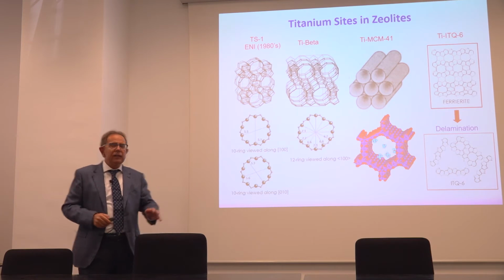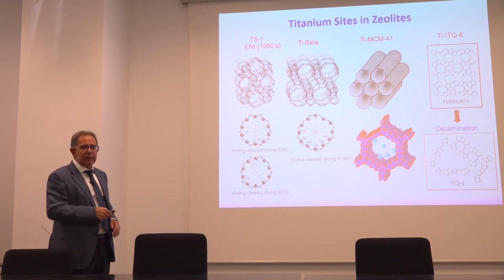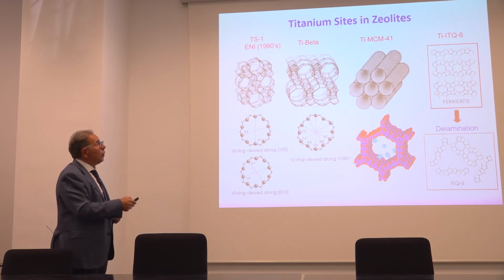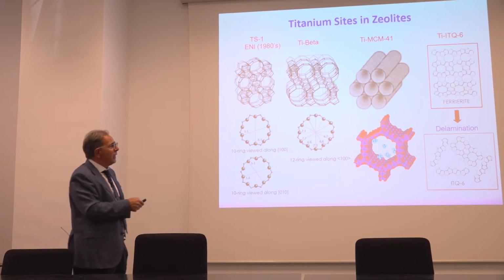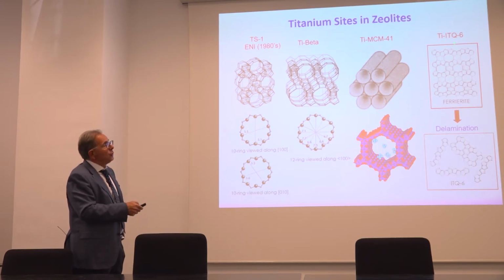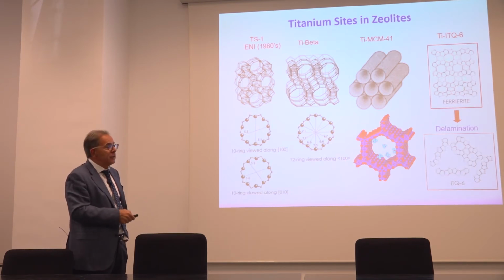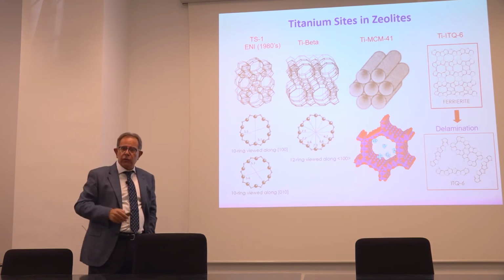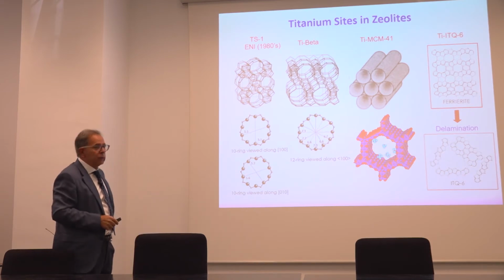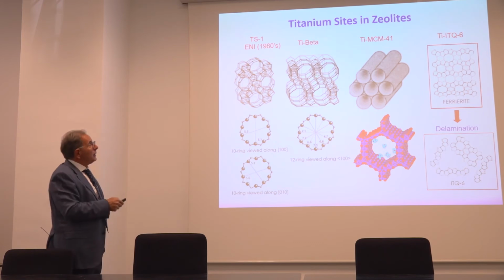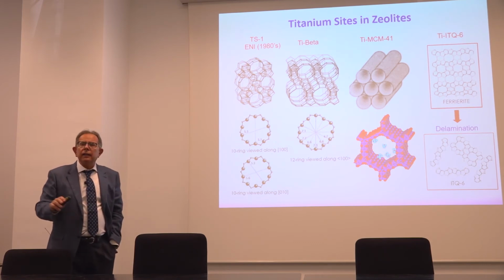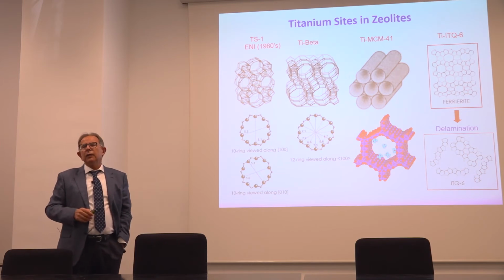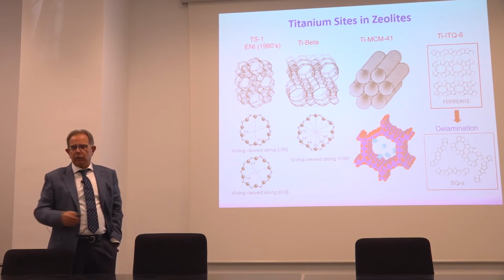But finally, we obtained the titanium beta, and we expanded to other materials like titanium MCM-41 and mesoporous materials in general, and into 2D zeolites, the delaminated zeolites, we could also introduce titanium accessible to the reactants. Well, the characteristic of those materials is that they gave excellent activity and selectivity working with organic peroxides.